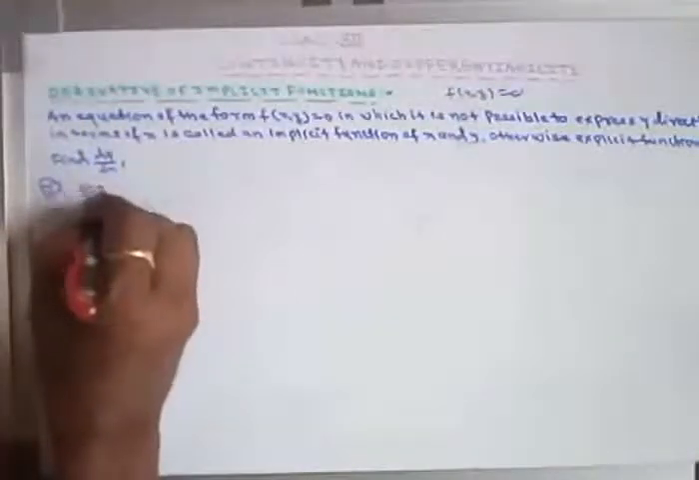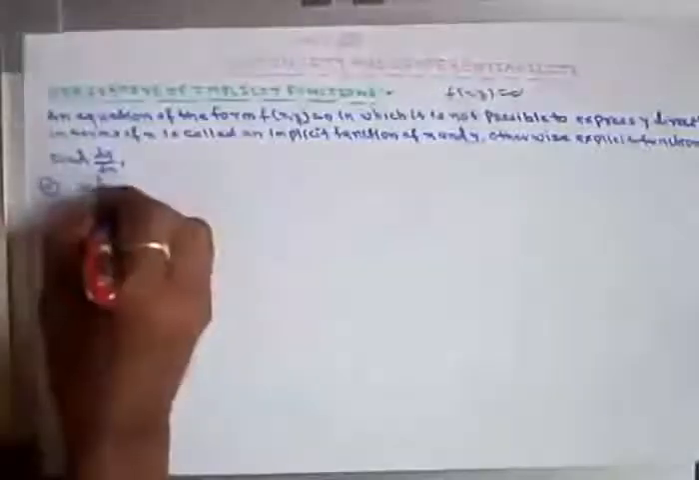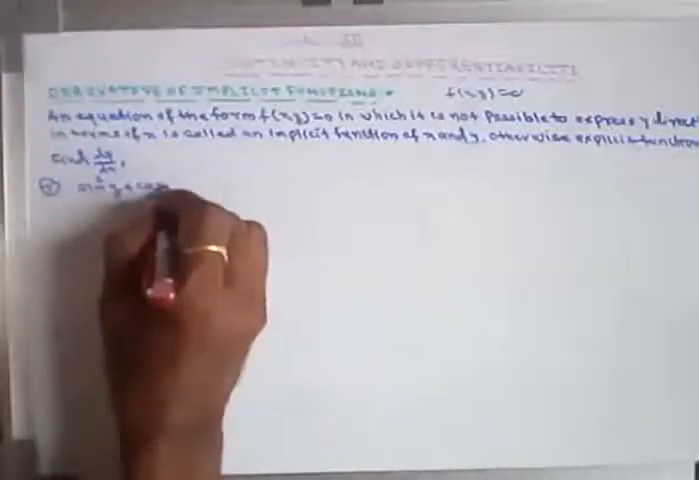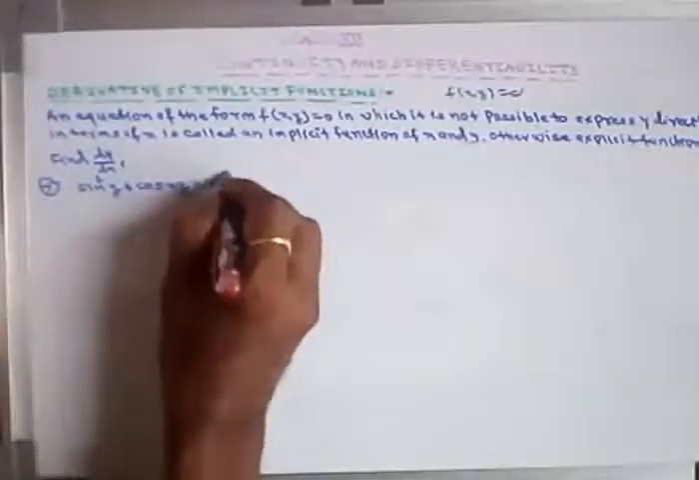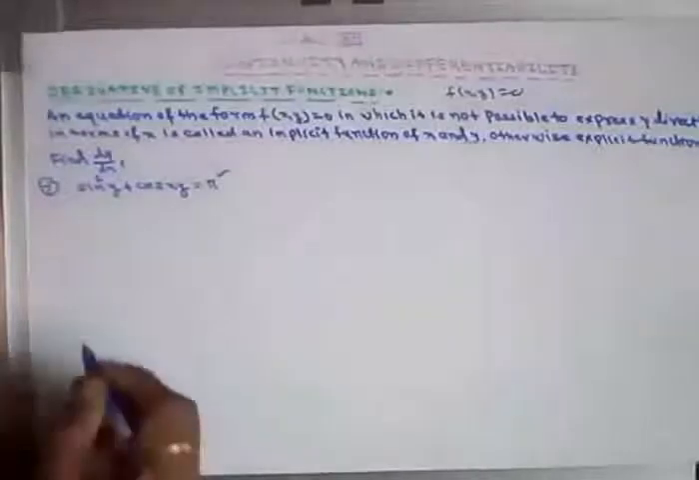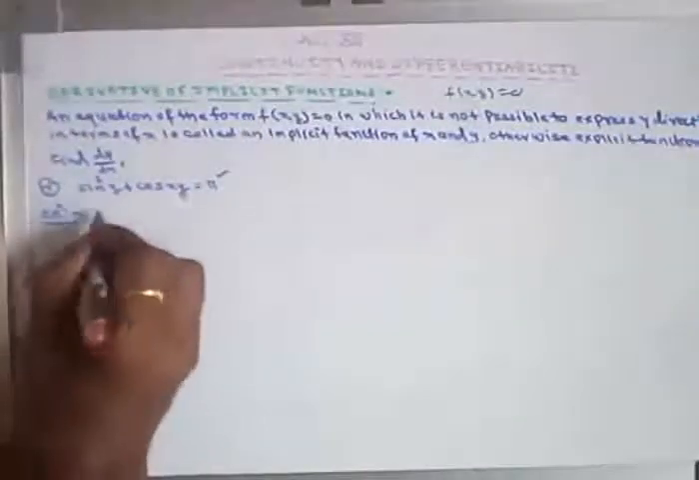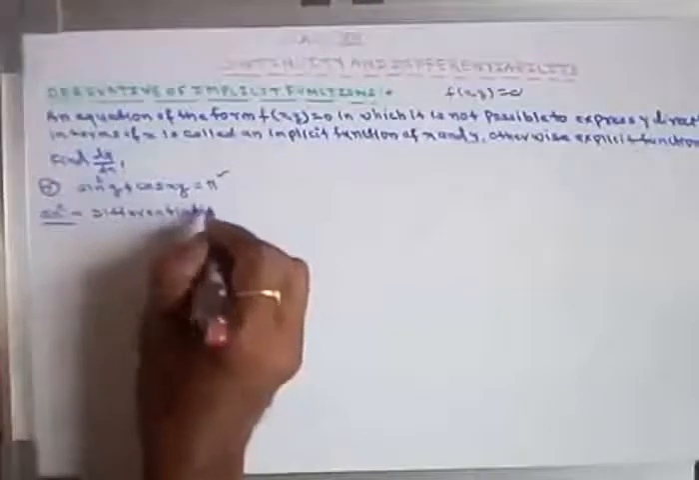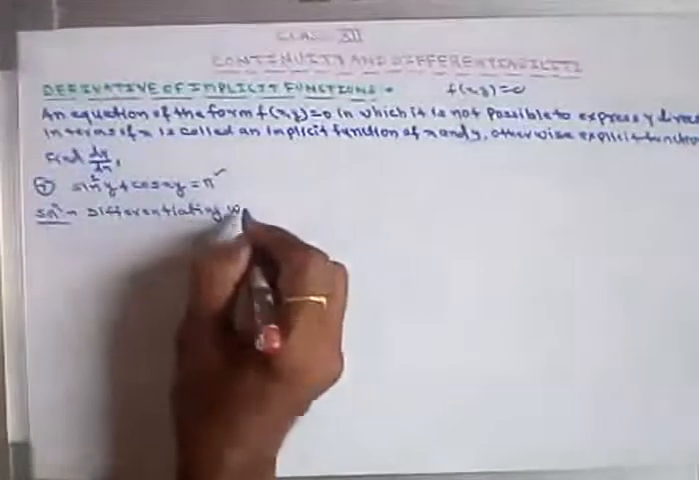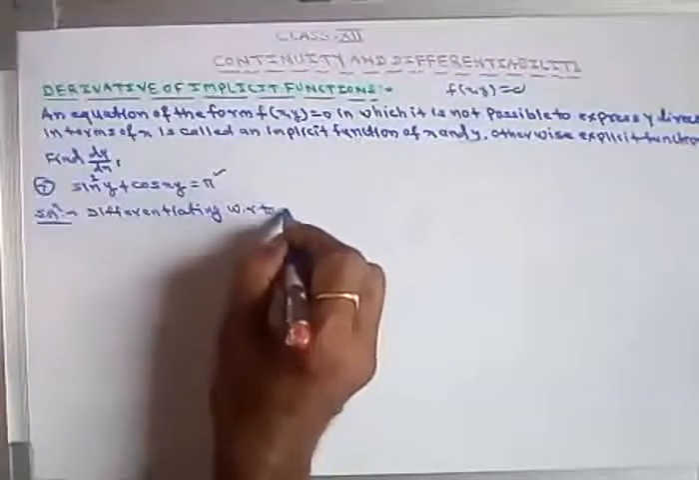Sin square y plus cos x into y equals to pi. Pi is a constant number. Okay, so solution: differentiating both sides with respect to x.